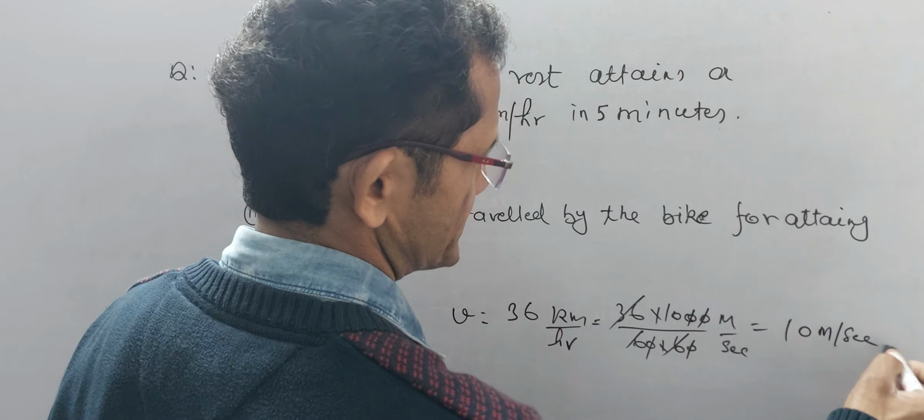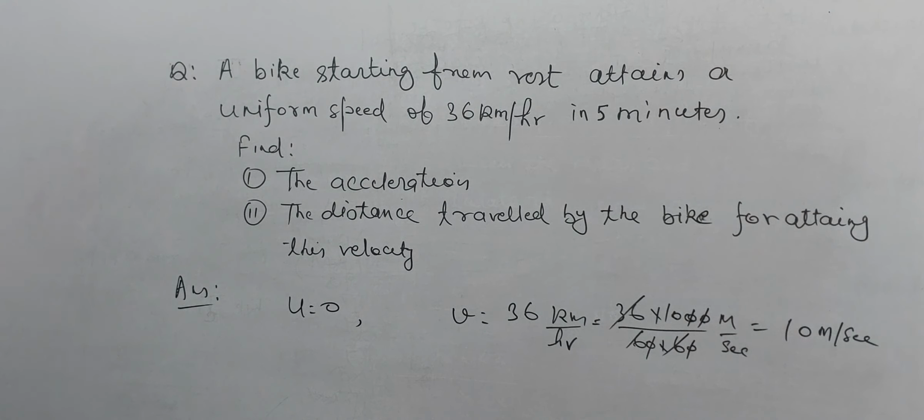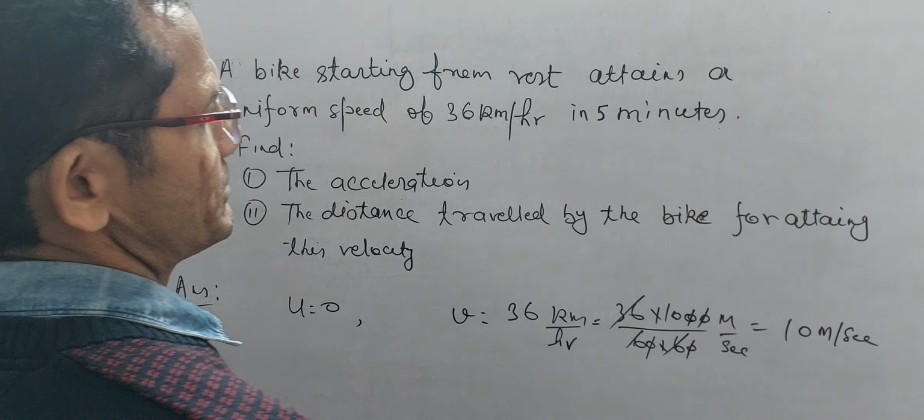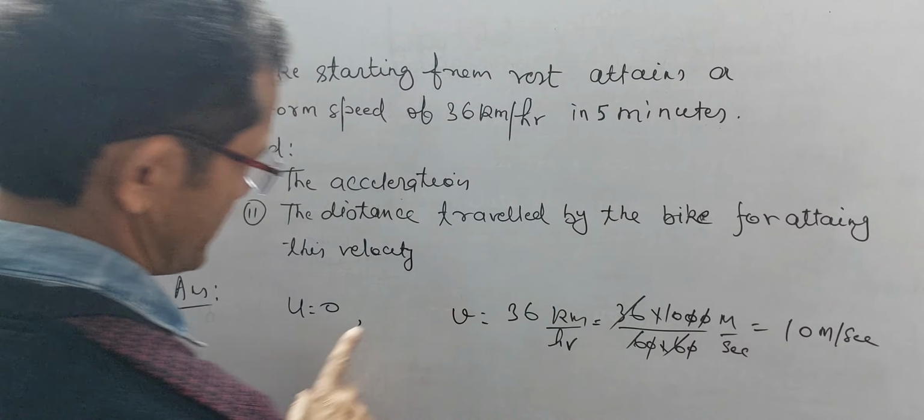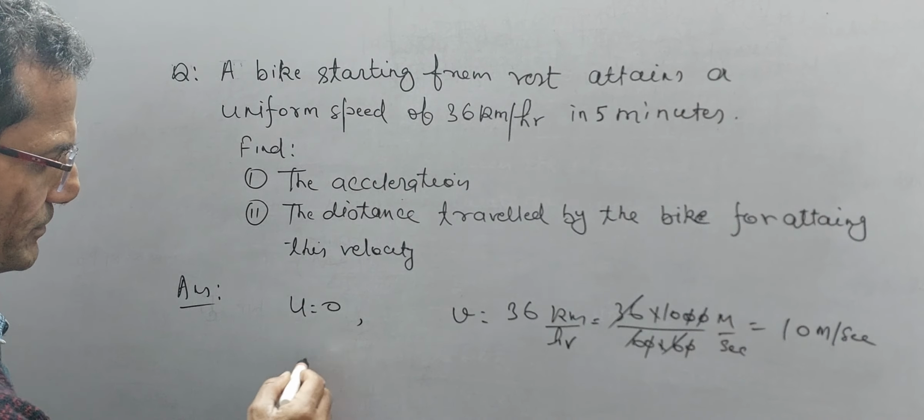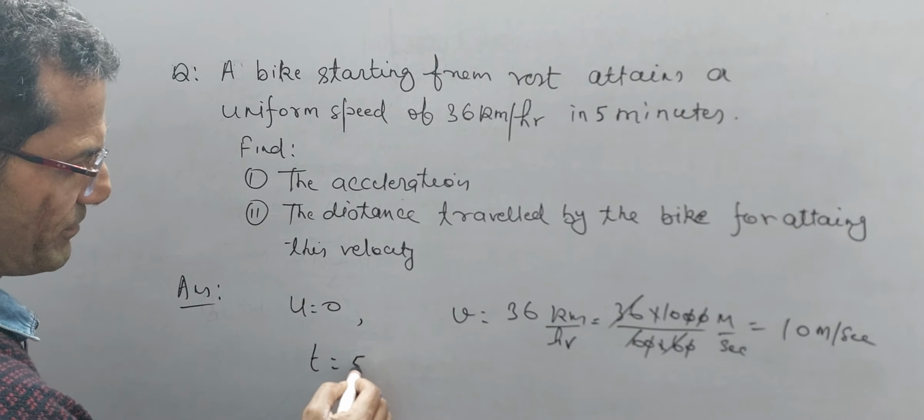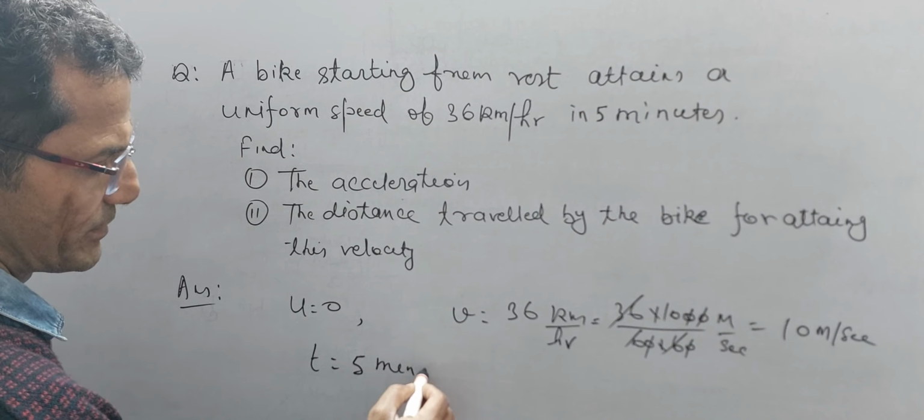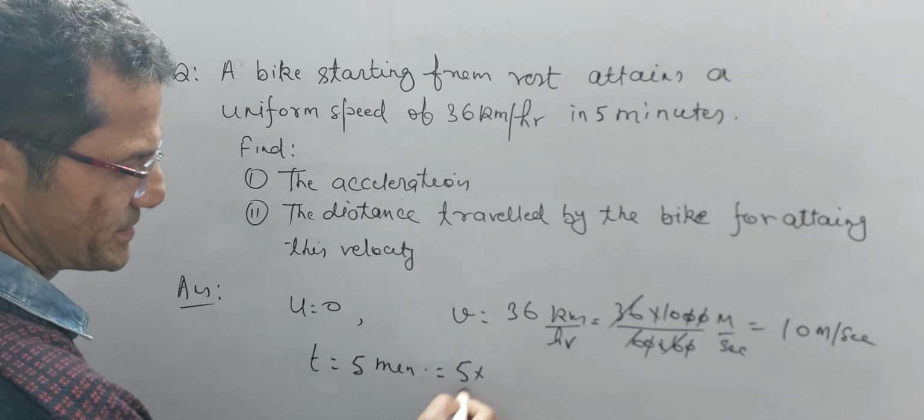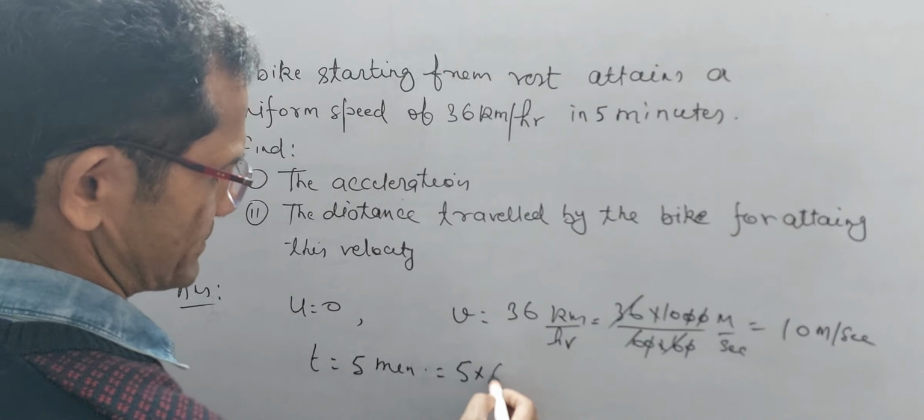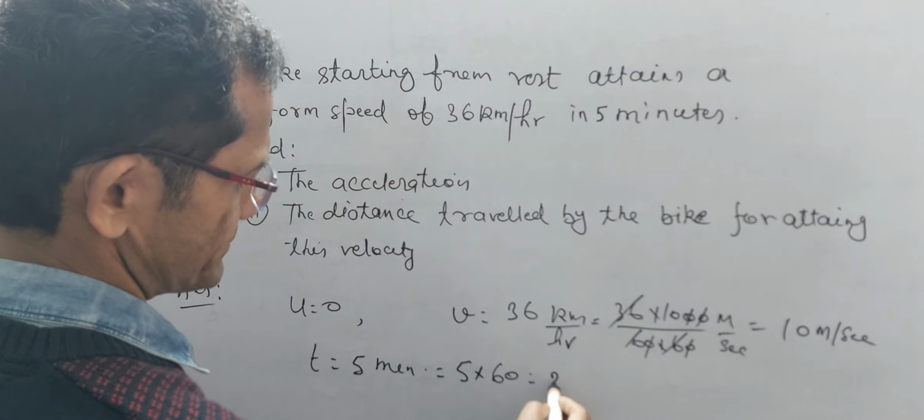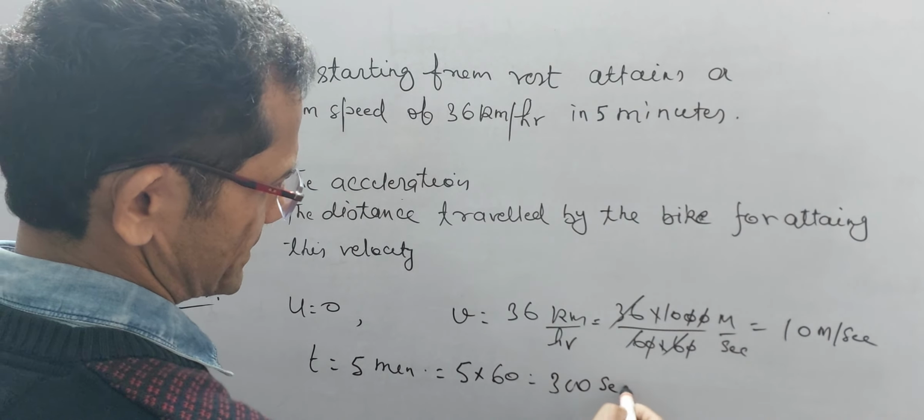It's the final speed, and it will take 5 minutes to reach from this speed to that speed. So your time will be 5 minutes. We know 1 minute has 60 seconds. Now it becomes 600 seconds.